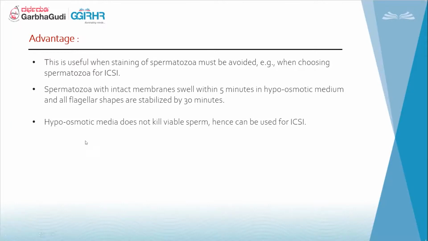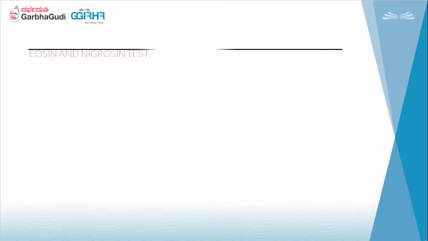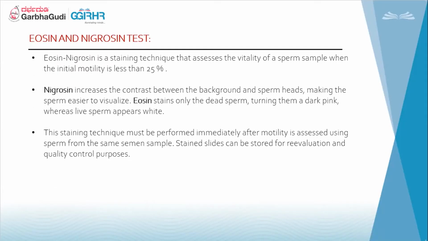So hypoosmotic media does not kill viable sperm, hence can be used for ICSI. So these are all the advantages of the HOS test. Moving on to the EOSIN and NIGROSIN test. That is our second test for today's topic.